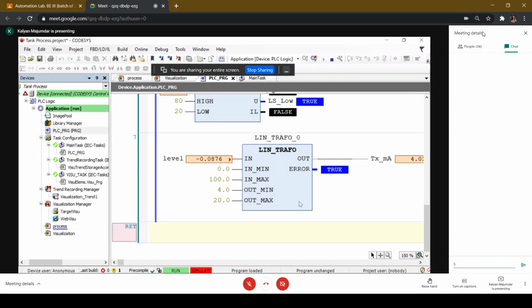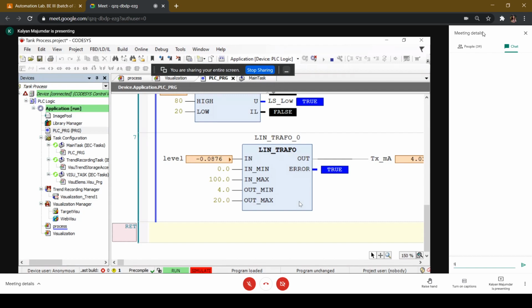Why linear? Because the relationship between current and level is linear. Why transformation? Because you're transforming the input level information into the output current information. So it's a straight line equation. But that mathematics and logic is built into this particular block. All you need to define is an input. Input in this case is level, because the transmitter input is level. What is the output? The transmitter output.